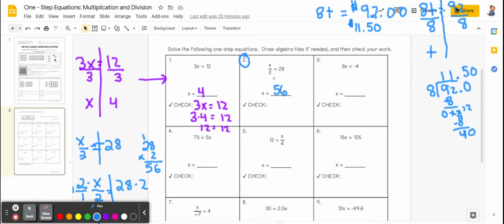Because 56 divided by 2, right? And we could also just multiply these, 2 times 28, is what we did. And so to check it, we're going to put in 56 in place of x. So 56 over 2 equals 28. And 56 divided by 2 does equal 28, so 28 equals 28. That's what we want to see.